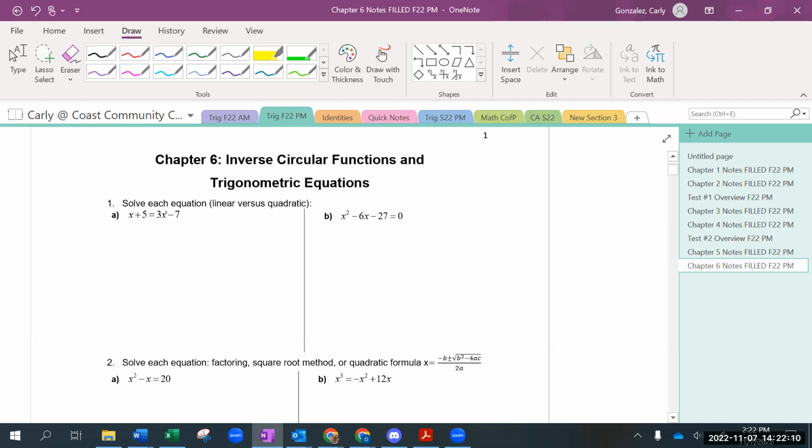Whereas on 1b, we have one term with an x squared and another term, this negative 6x, has an x in it. So because the highest power in this equation is an x squared, x squared minus 6x minus 27 equals 0 is a quadratic equation. So let's go ahead and look at how we solve each of them.